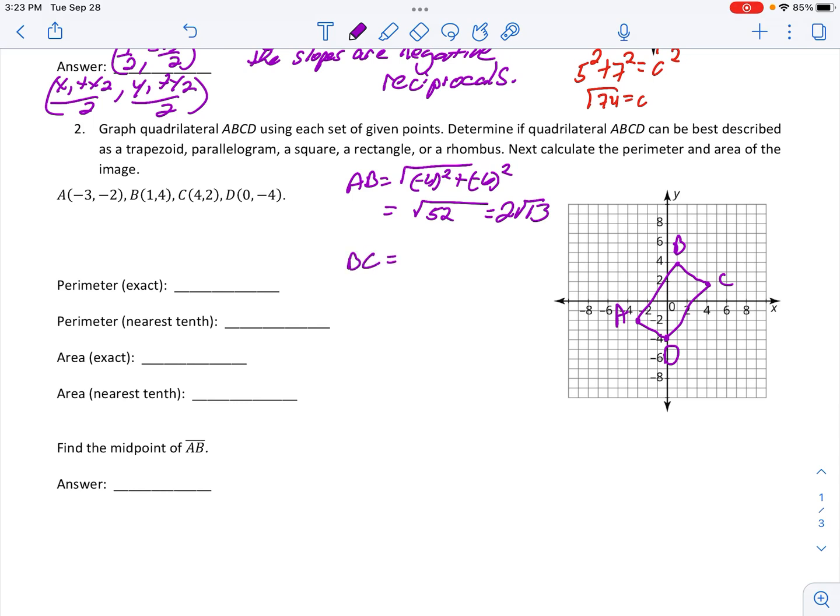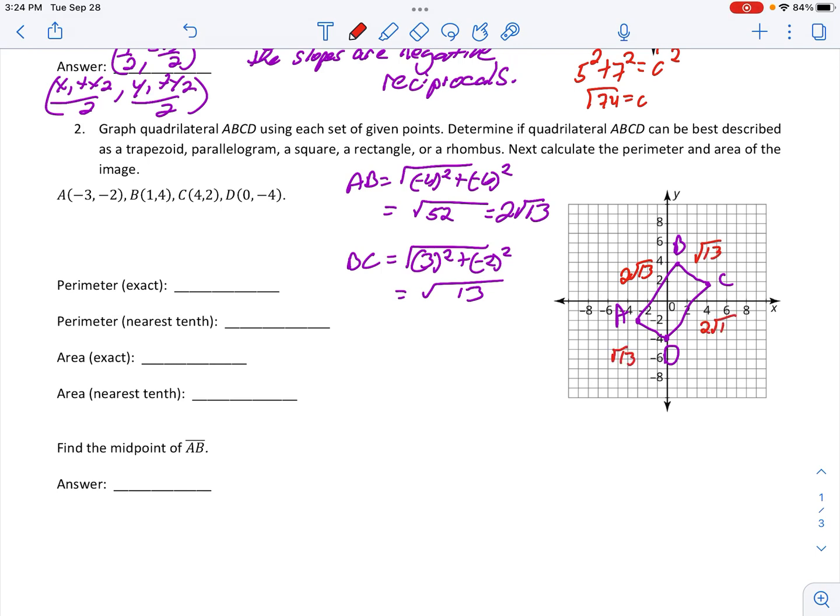Go find BC. Repeat that. BC, change in the x's, squared, plus the change in the y's. That gives me 9 plus 4, which is the square root of 13. Okay, and then I'm going to do the same thing for CD and the same thing for AD. Now, I've already worked them out earlier. As I work those out earlier, I get opposite sides congruent.